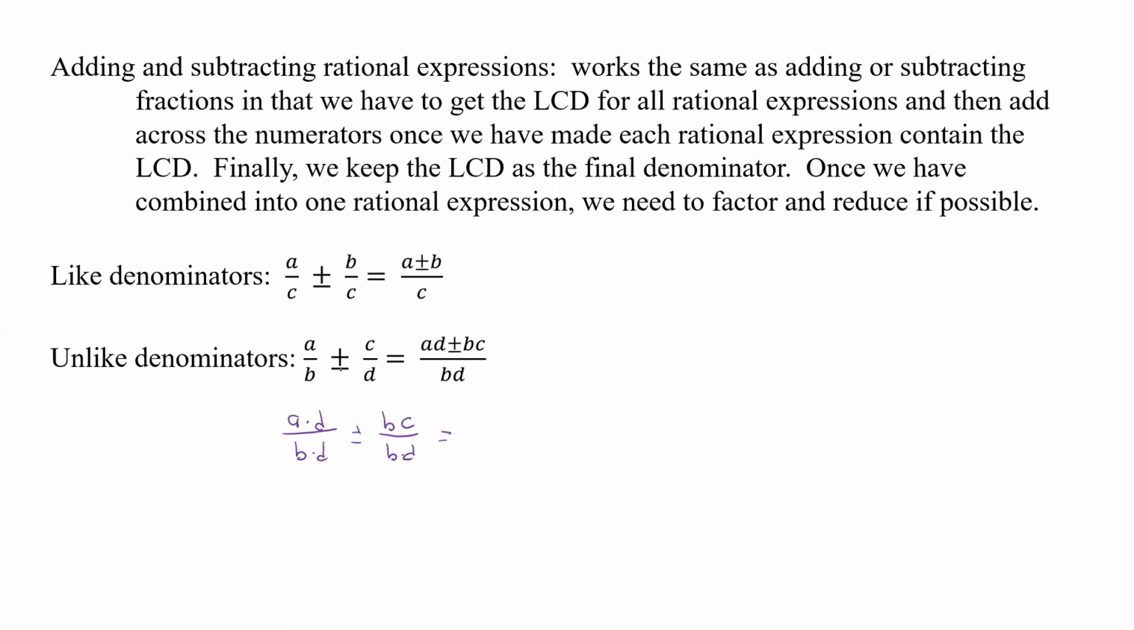So that's what's going to happen when we have unlike denominators. That's probably going to be our most frequent case. We have to find the common denominator, get a new numerator, and then add our numerators. And then if possible, we can reduce after factoring those.